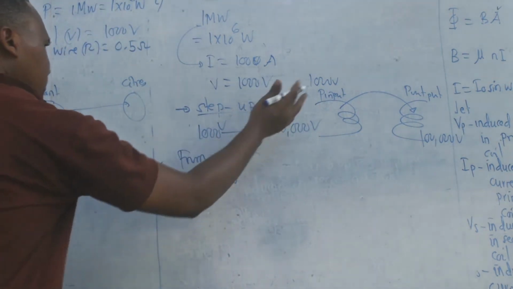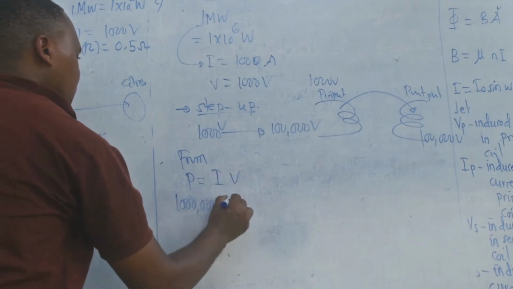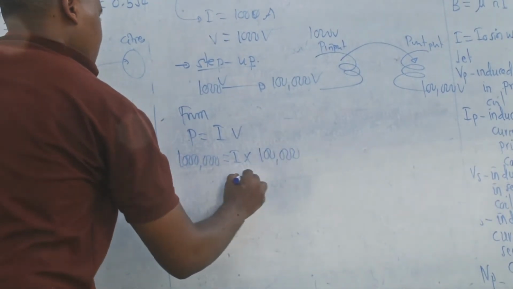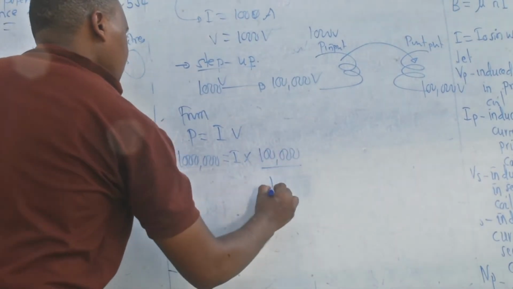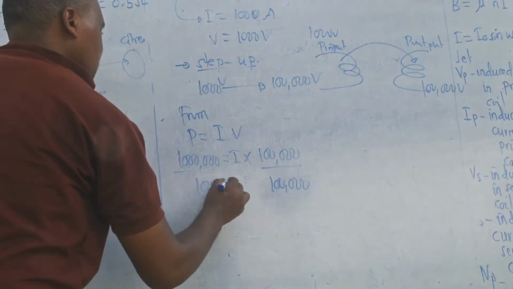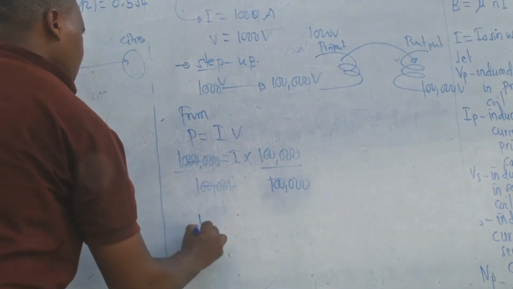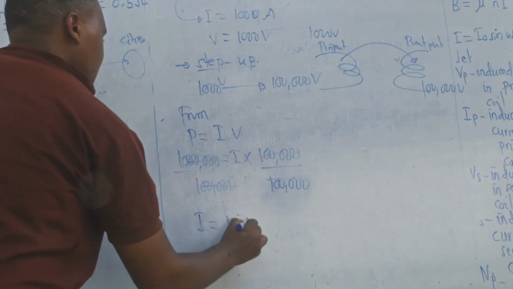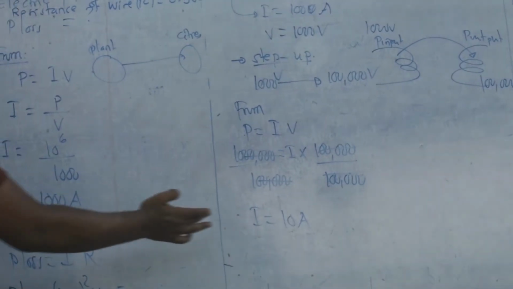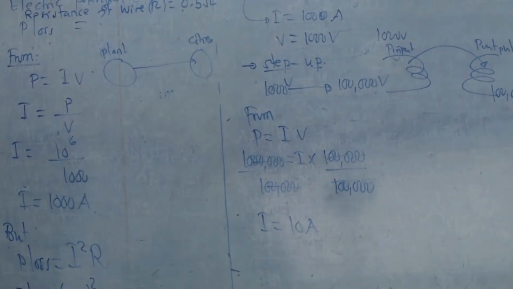The power is the same. The power is still 1 million. The current we do not know. The new volt is this much. So if we are calculating for this I, we can divide by 100,000. This cancels. Now we see the current is just 10 amps. Initially the current was 1000. Now the current has become 10. So if we increase the potential difference, then the current goes down.